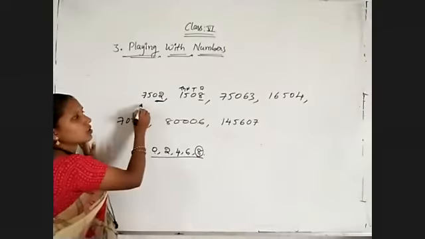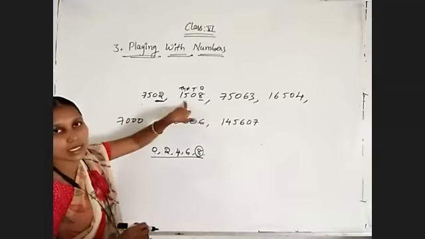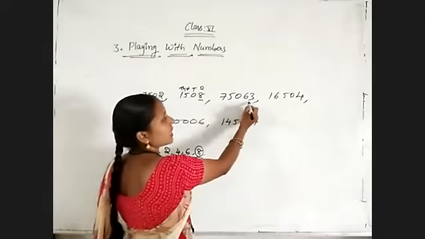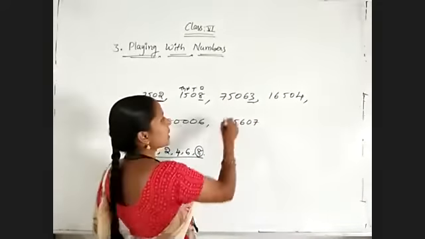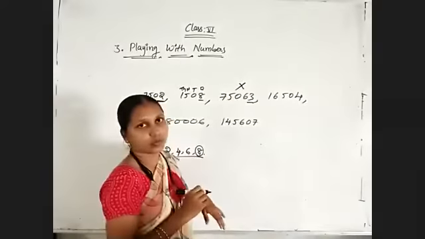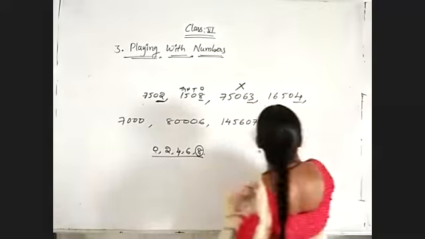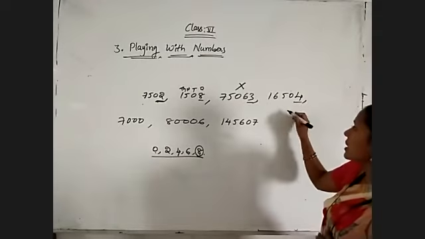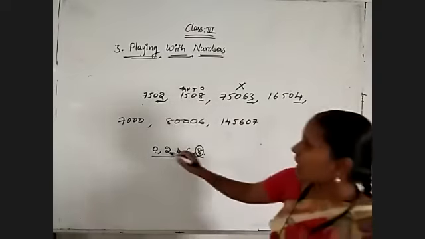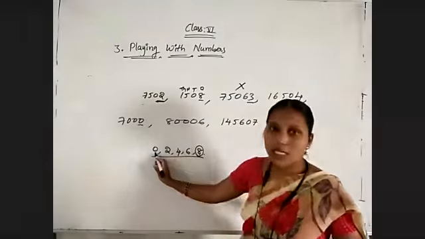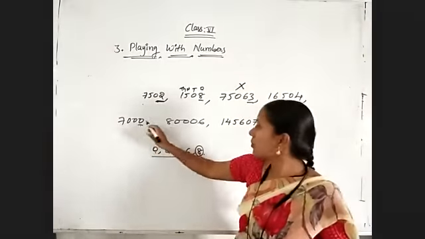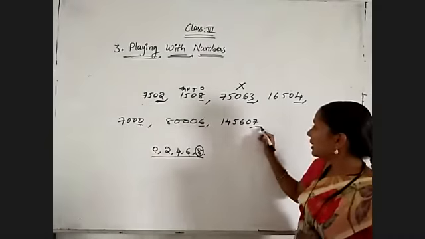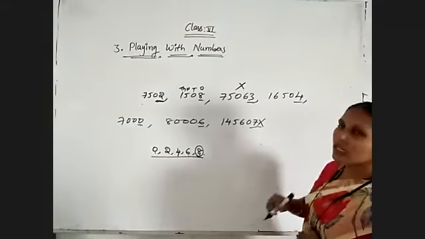So 7,502 and 1,508. Now coming to the third question. What is the unit digit here? 3. So it is not divisible by 2. And tell me whether this one is divisible by 2 or not. Yes, because here 4 we have, so it is also divisible by 2. And coming to this one, 0 is there, so it is divisible by 2. And 6, so it is divisible by 2. And here 7 we have, so it is not divisible by 2.